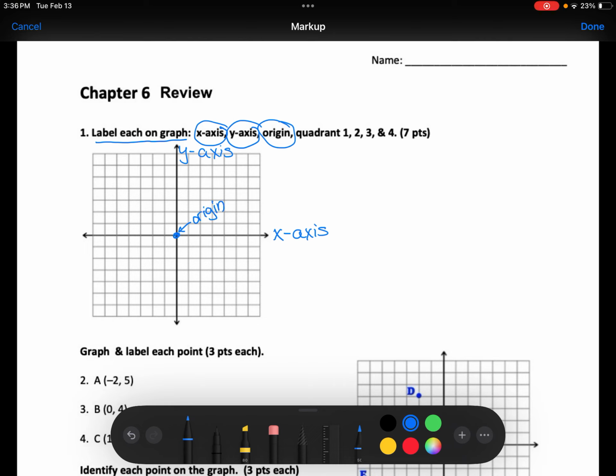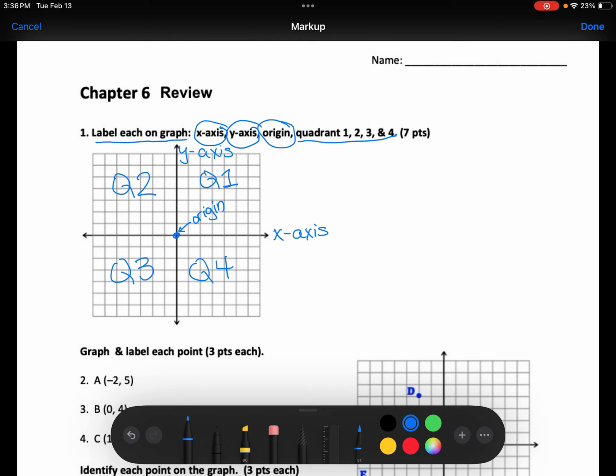Then you're going to label all 4 of the quadrants. So quadrant 1 starts here in the top right hand, and then we move counterclockwise. So this is quadrant 2, this is quadrant 3, and this is quadrant 4. Okay, so those are 7 things that you have to list.